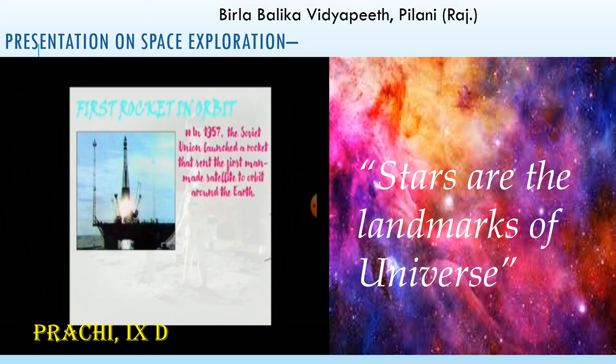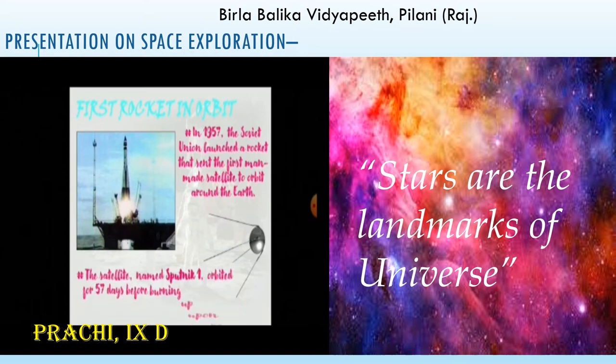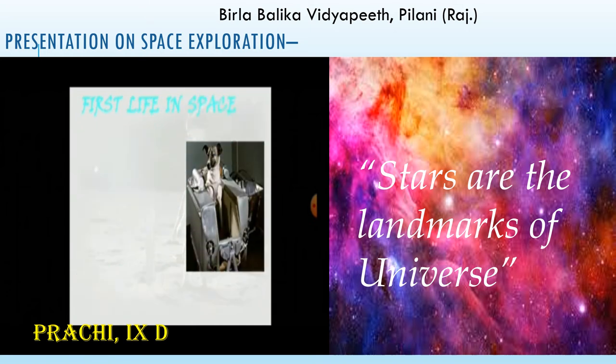First rocket in orbit. In 1957, the Soviet Union launched a rocket that sent the first man-made satellite to orbit around the Earth. The satellite named Sputnik 1 orbited for 57 days before burning up upon re-entry into Earth's atmosphere.